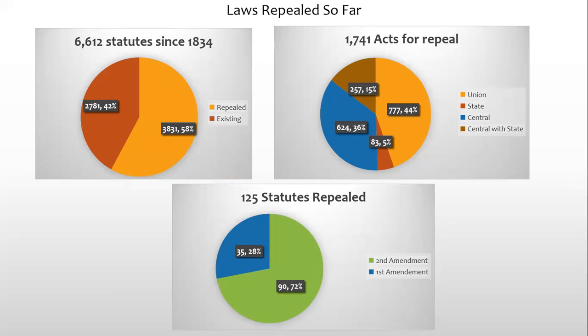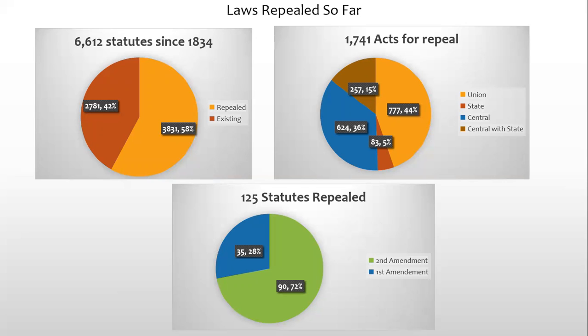And then again, 1,741 central acts were identified for repeal, out of which 777 needed to be repealed by the union government, 83 by state legislatures, 624 by central appropriate actions, and 254 by central appropriate actions on state subjects.